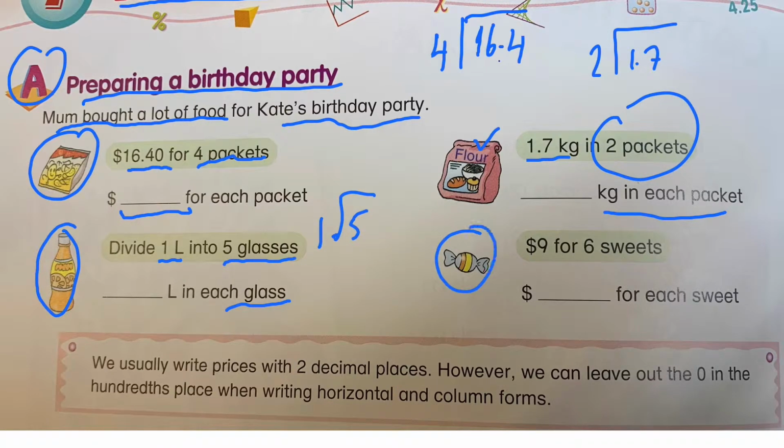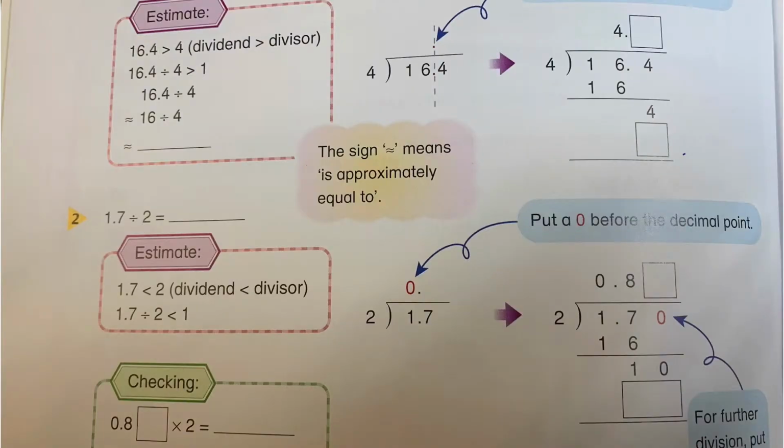And the last example is sweets. 6 sweets are $9, so to find the price of each sweet, we need to divide 9 by 6. We usually write prices with 2 decimal places, so after the decimal point we write 2 digits. However, we can leave out the 0 in the hundredths place when writing in horizontal and column forms. And let's see the examples here.